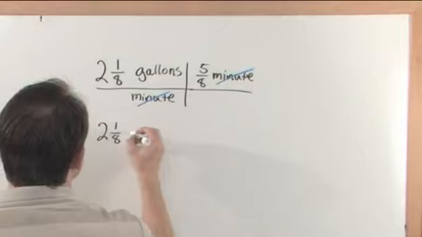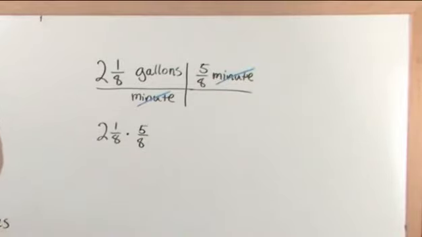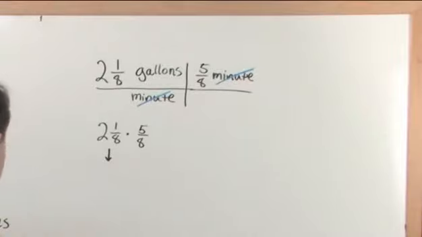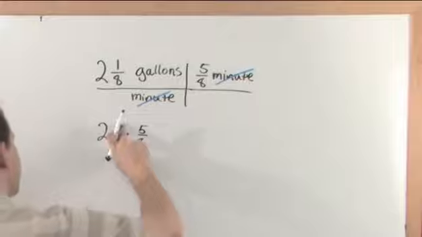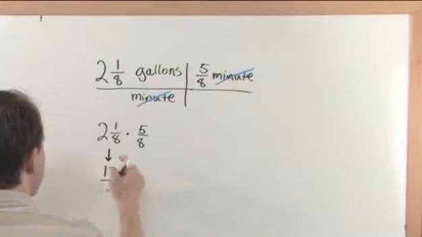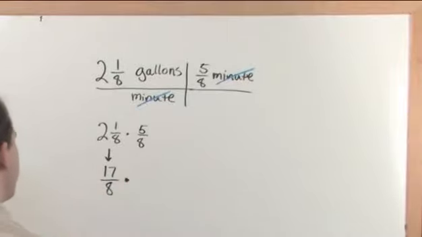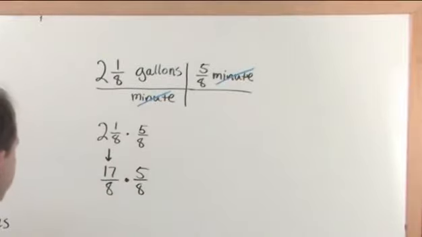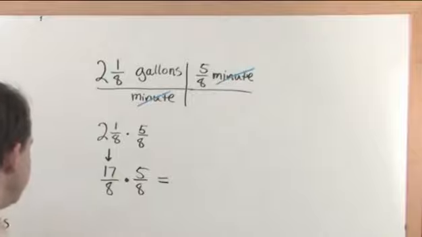2 1/8 times 5/8, okay, times 5/8. So first thing we need to do is convert this to an improper fraction so we can do our multiplication. And we do that by saying 8 times 2 is 16, plus 1 is 17, over 8. We just write it over the same denominator, times, okay? And our fraction here is the same as it always was, 5/8. We don't have to do anything to it. It's perfect.